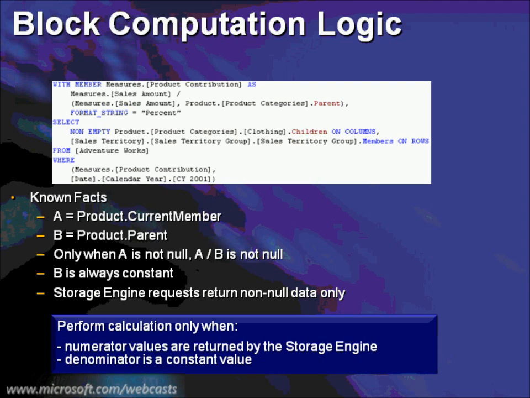B is always constant for the current sales territory group because we're always getting the specific category clothing. Therefore, the storage engine should not return null data, only non-null data. In other words, the storage engine should return data only when A is not null. In summary, these calculations need to be evaluated with the numerator returned by the storage engine and the denominator as a consistent value.